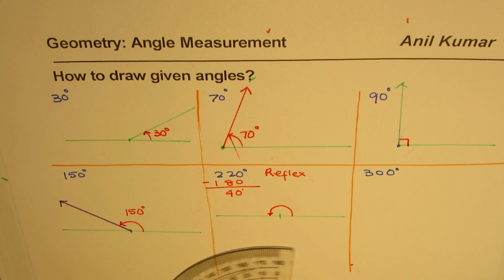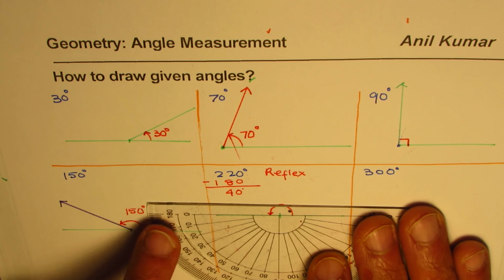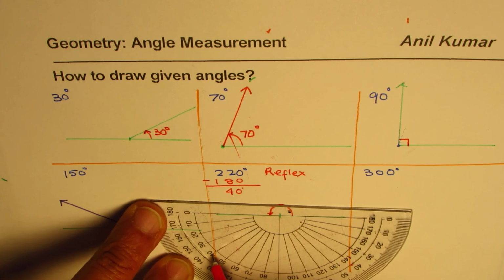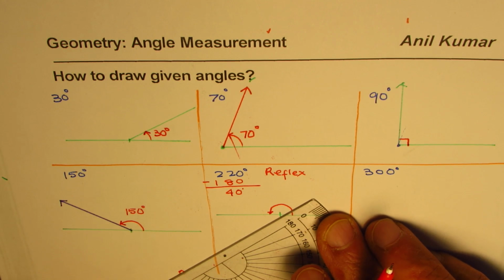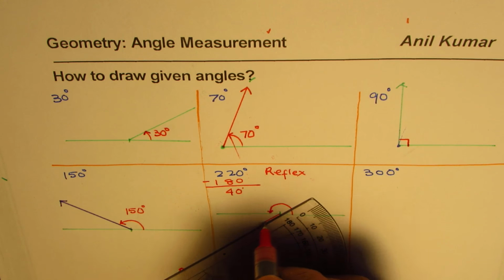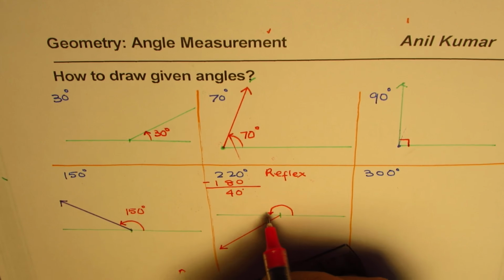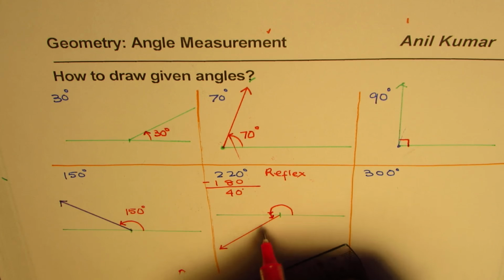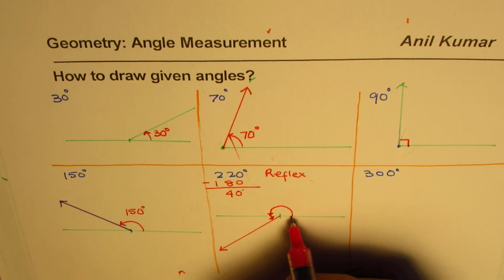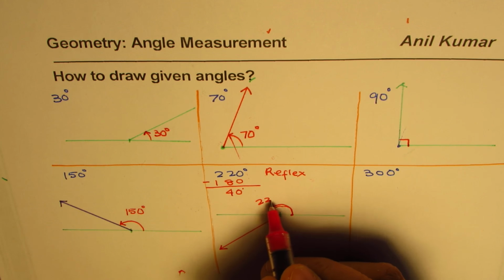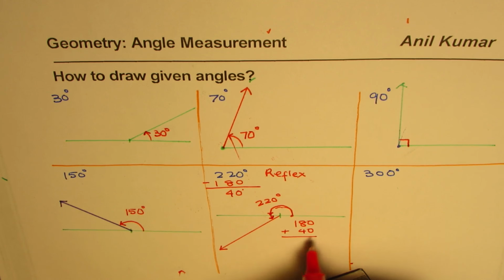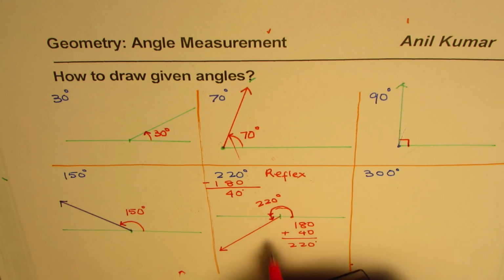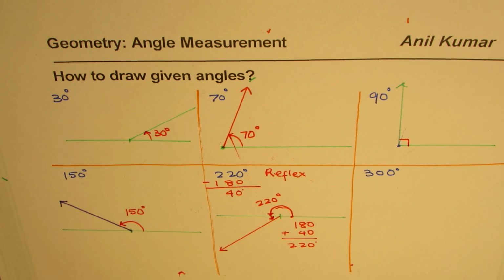That is to say, if I could place my protractor in the reverse direction, kind of here, do you see this? And then draw 40 degrees. This is 40 degrees. So we draw in this direction, 40 degrees, and join it. So that means 40 more than 180. Now it becomes 220 degrees. So from here to here becomes 220 degrees. So what we did was we drew 180 plus 40 to get 220 degrees. That is how you have to sketch the reflex angle.